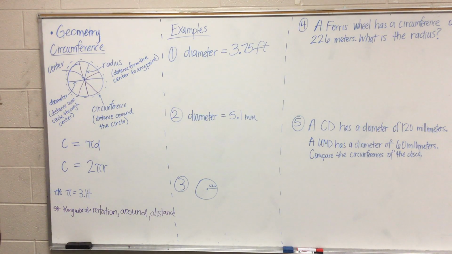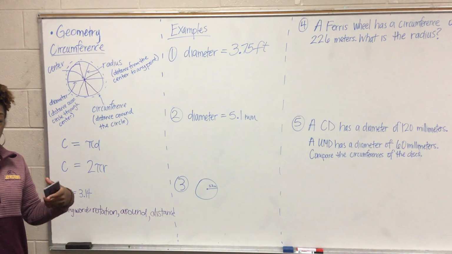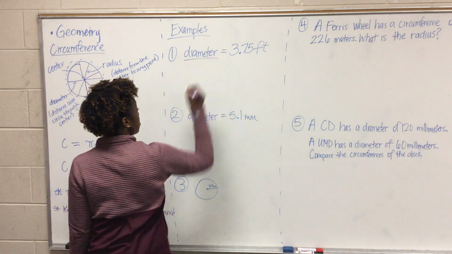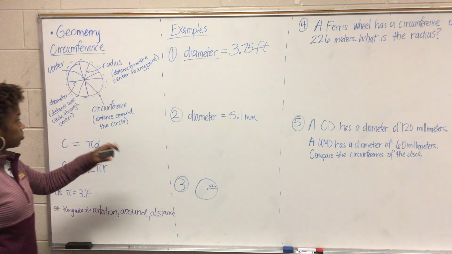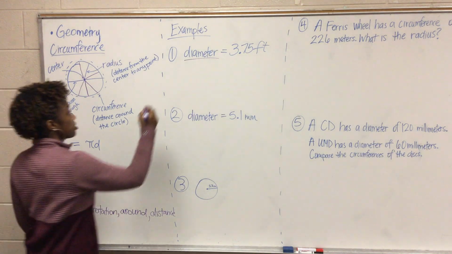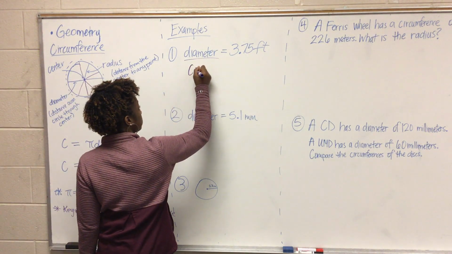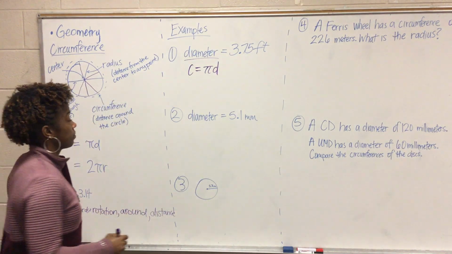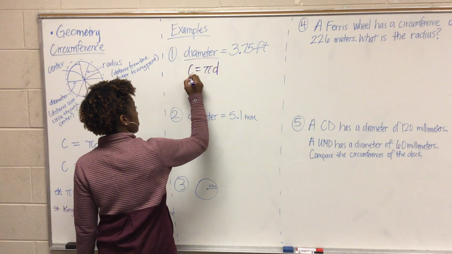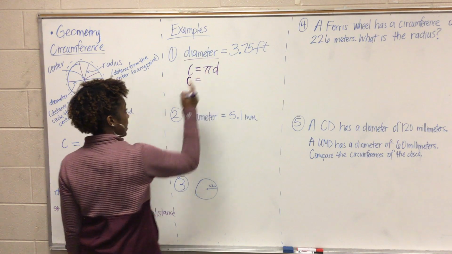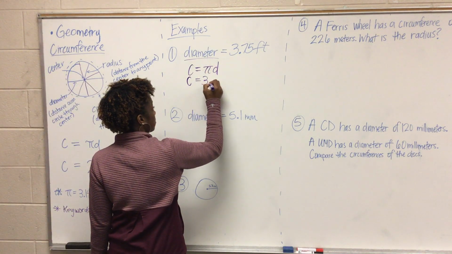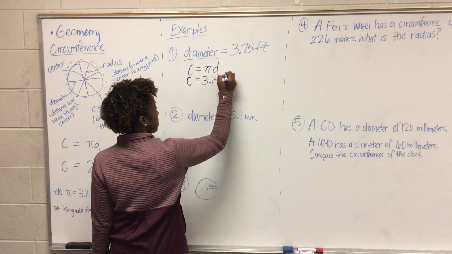By now, if you know me, if you've watched enough videos, you should know that I always start with the equation first. So they're giving me the diameter, so that's the equation that I need to use. So C equals pi times D. I do not know what C is. Pi, as stated, is 3.14 times the diameter.